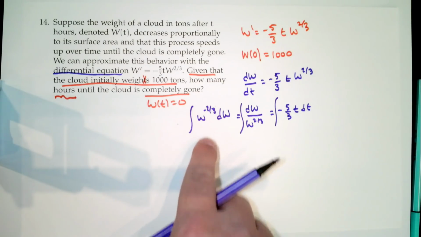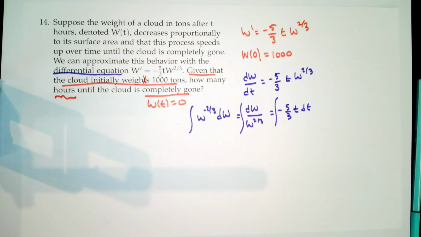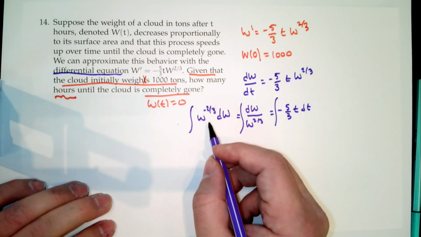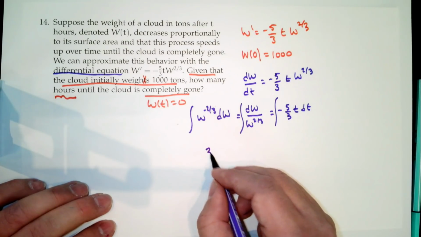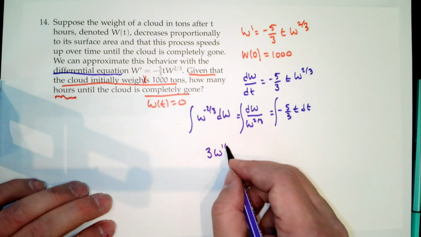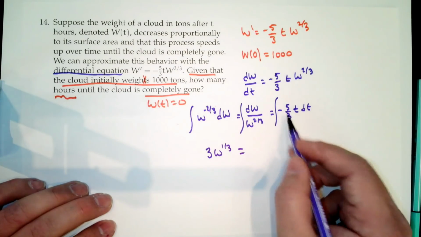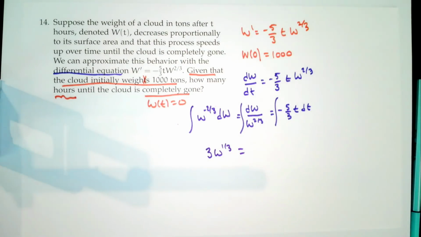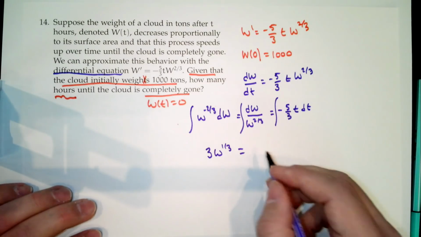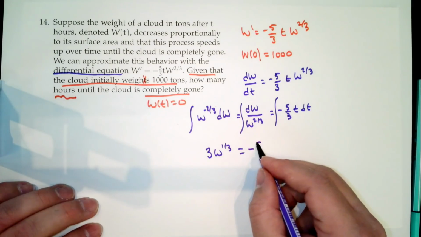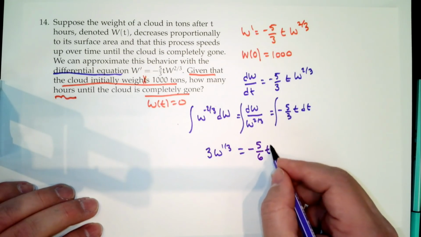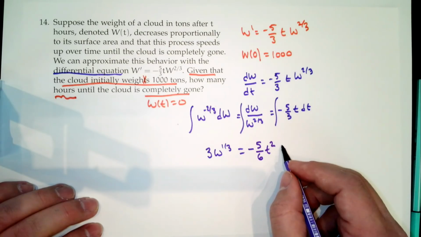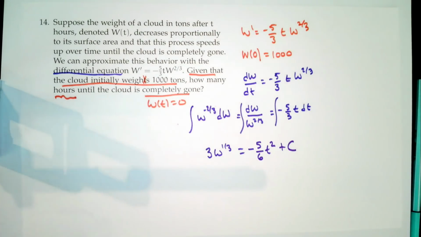Well, add 1 to the exponent. Negative 2/3 plus 1? 1/3. And then we're going to multiply by the reciprocal, so that becomes 3w to the 1/3 equals the antiderivative of negative 5/3 t dt. Well, negative 5/6 t squared. And then plus c.